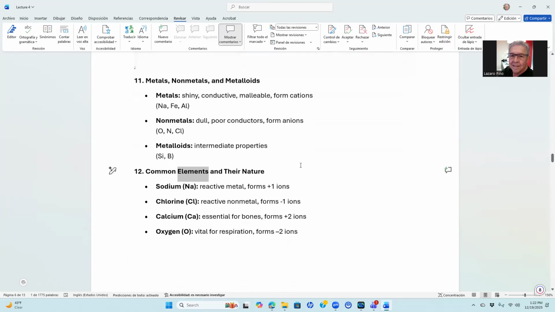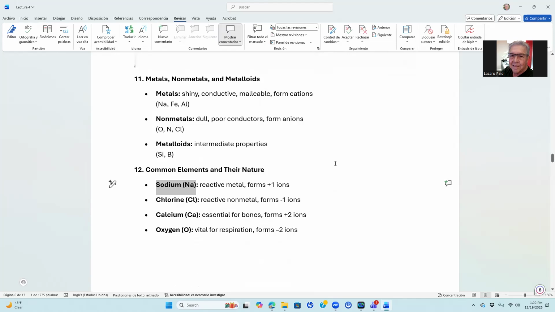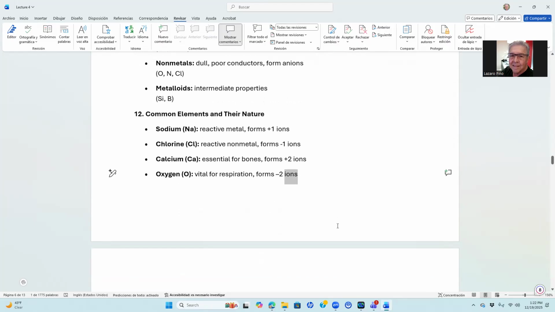12. Common elements and their nature. Sodium, Na, reactive metal, forms +1 ions. Chlorine, Cl, reactive nonmetal, forms -1 ions. Calcium, Ca, essential for bones, forms +2 ions. Oxygen, O, vital for respiration, forms -2 ions.